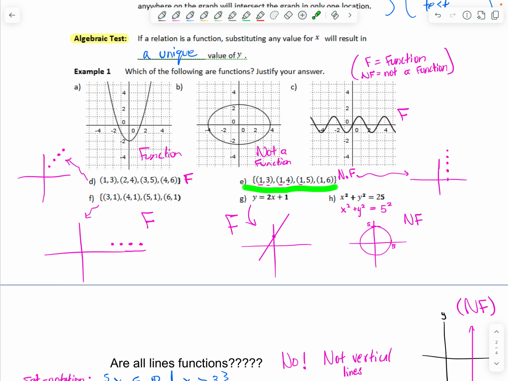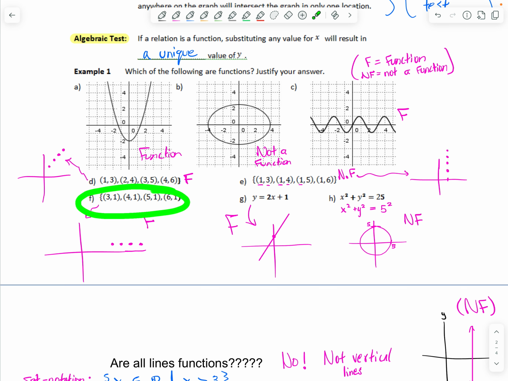This one right here is not a function because if I were to, again, draw the points on a graph, on a grid, I would see that they all share the same x value, and they have multiple outputs for that same x value. So it's literally a vertical line. If I put a vertical line through that, all the points would go through it, so it's not a function.